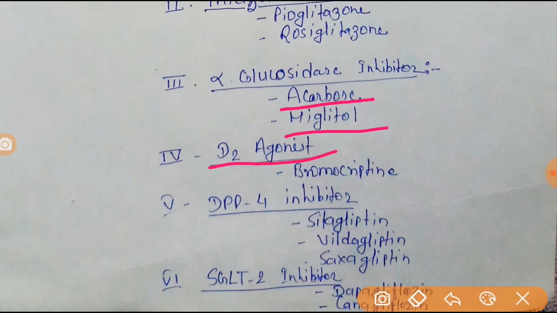Next one is the D2 agonist, which includes bromocriptine. Bromocriptine has many properties; I will upload a video about bromocriptine. Next one is the DPP4 inhibitors. They include sitagliptin, vildagliptin and saxagliptin.